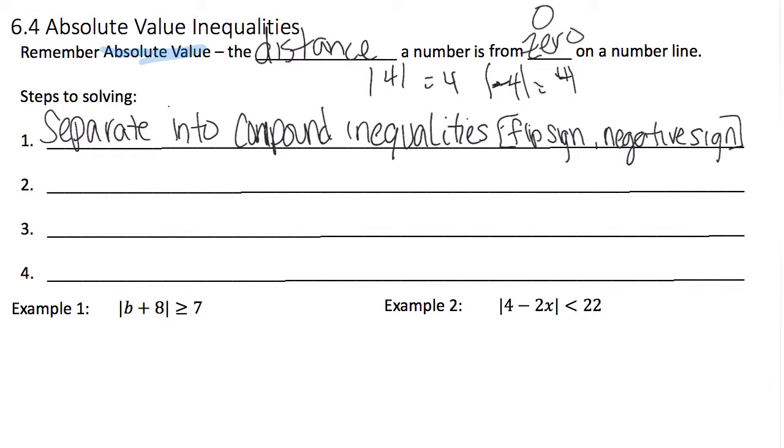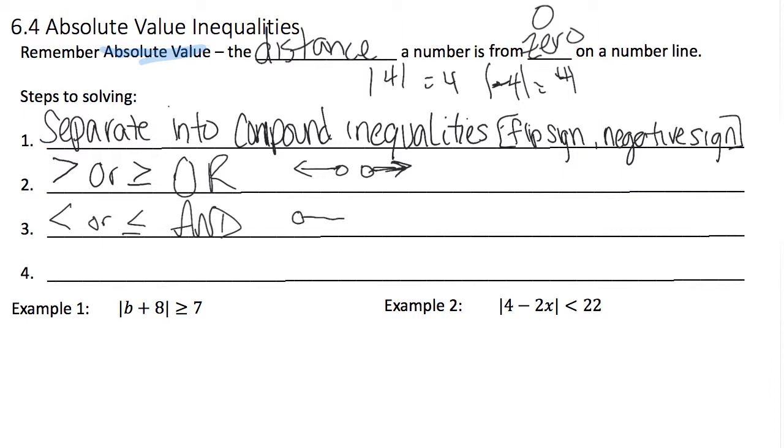The second and third step are kind of similar. We're just saying that if it's greater than or greater than or equal to, it means that it's an or inequality. Means that it's going opposite directions. If it's less than or equal to, that means it's an and inequality. It's going into each other. So if it's greater than or equal to, it's or. Think about greater. And if it's less than or equal to, then it's and.